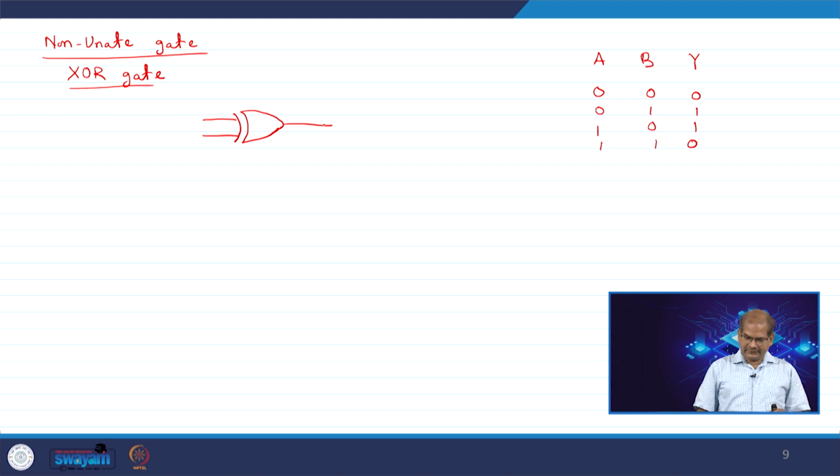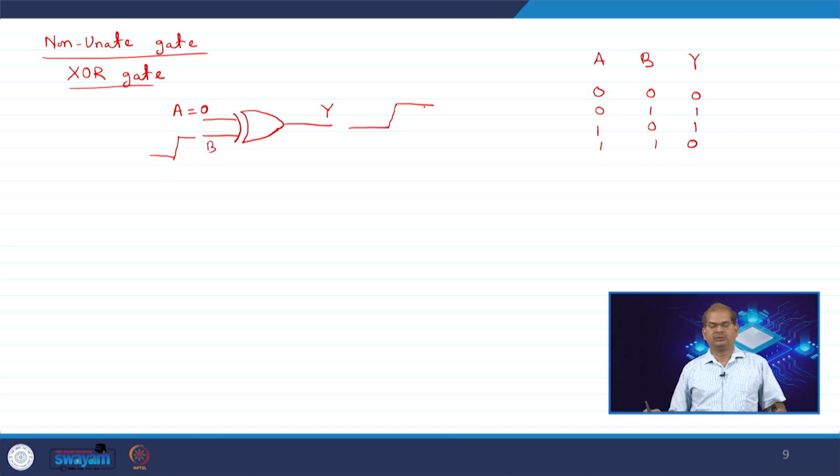Let us say my A is 0. Then B is doing a transition from 0 to 1. What will happen to my Y pin? Initially B is 0, A is 0, output is 0. When B is changing from 0 to 1, the output will go to 1, you will get a rise transition. So, your input and output are behaving like a positive unate.